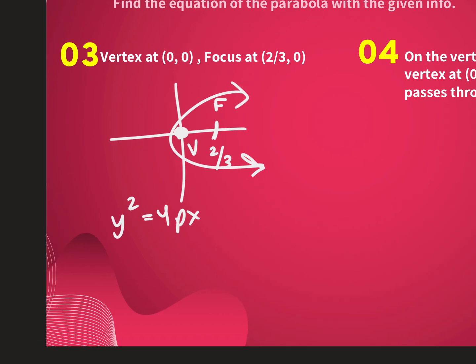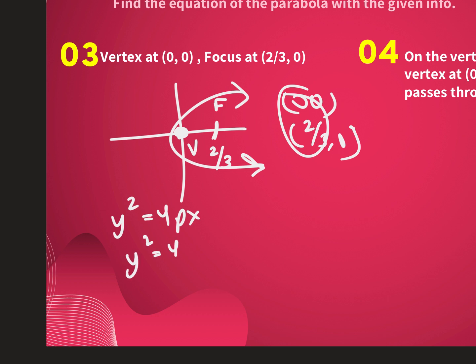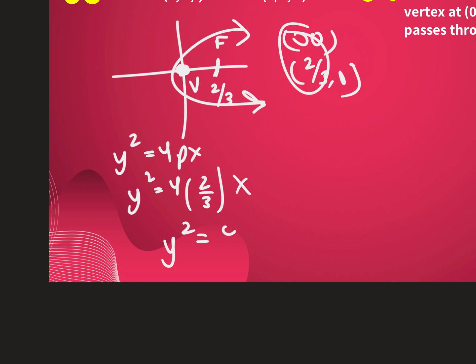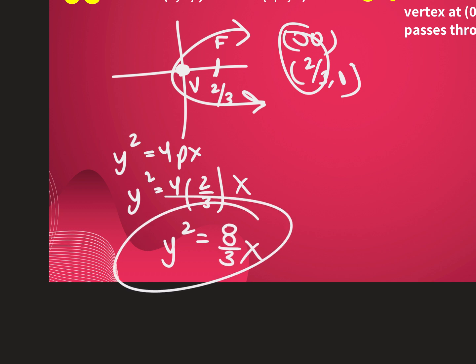What is the value of p? How far is it from 0, 0 to 2/3, 0? How far is that? 2/3. So I say y squared equals 4 times 2 over 3x. So I now say y squared equals 8 over 3x. Okay, good. Now, the hardest one we're going to do is number 4 and then number 7. It's not hard.